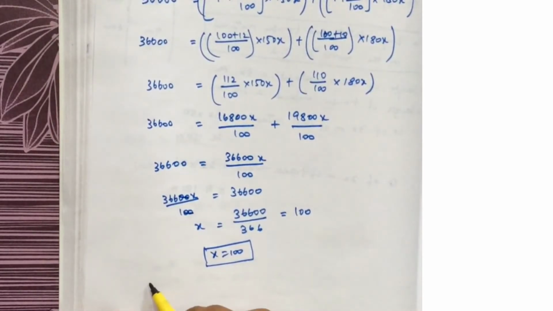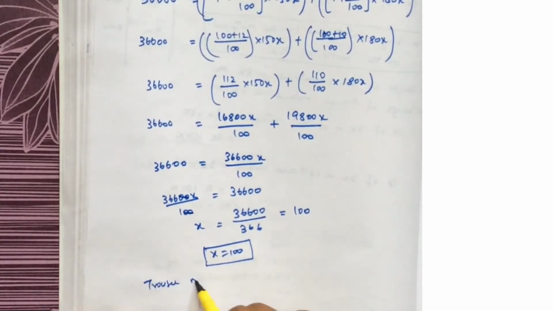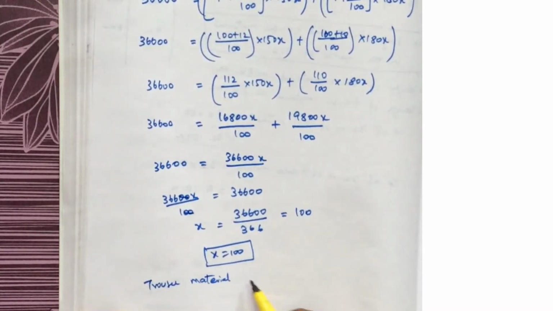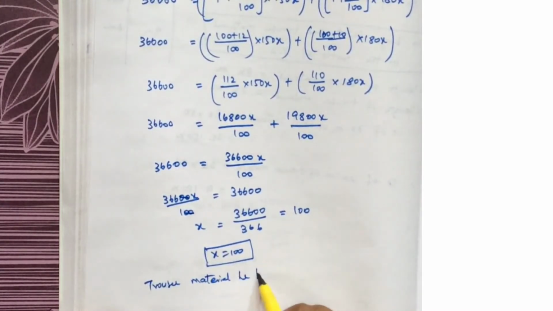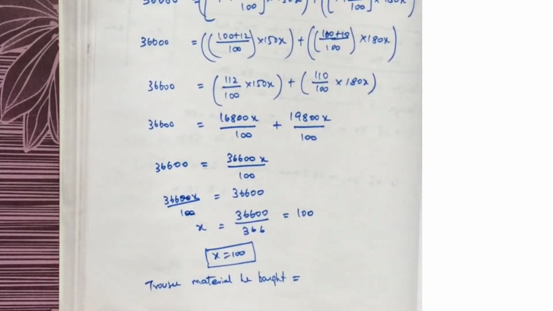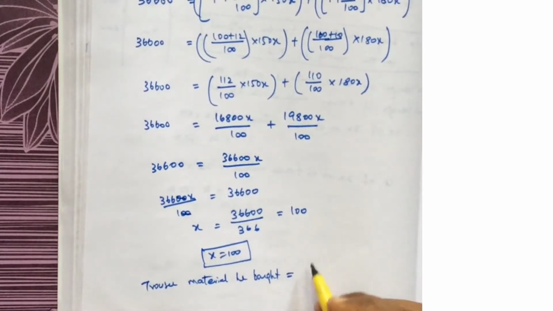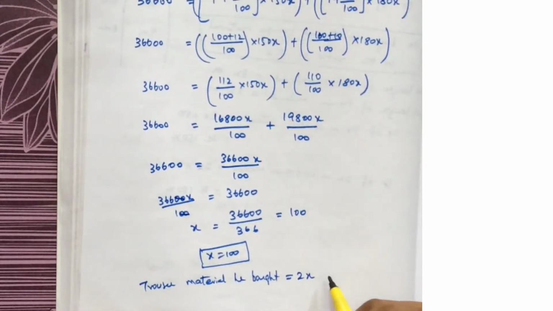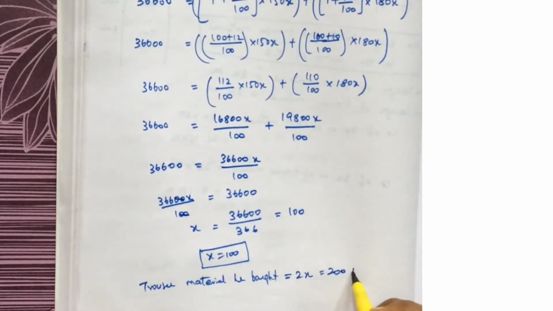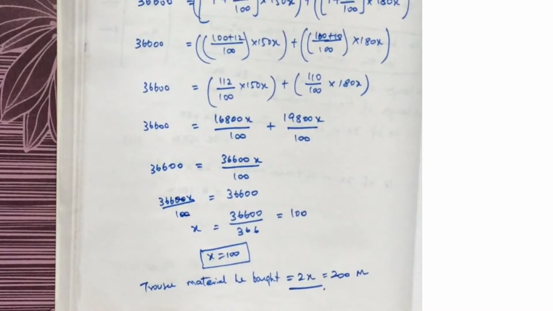So the trouser material he bought is equal to 2x, that is equal to 200 meters of trouser material he bought.